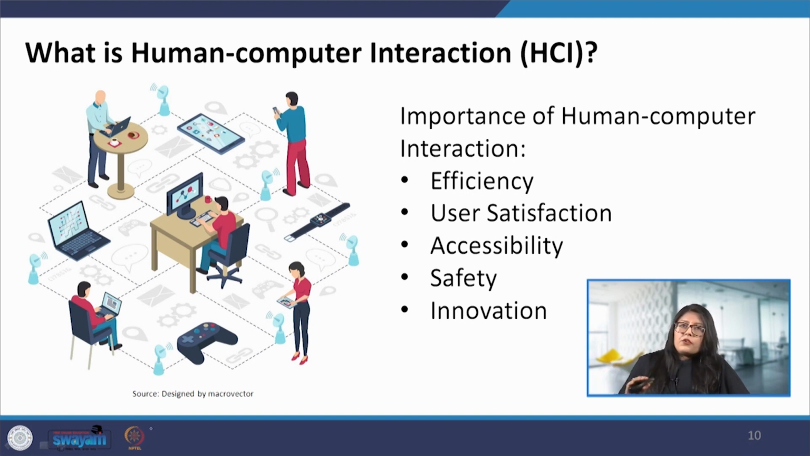And there are several ways in which HCI can improve the interactions that humans will have with the product. So, HCI can increase efficiency by enabling very intuitive and simple ways of communication between the computer and the human. This will also save time, resulting in a very efficient and productive output. HCI also enhances user satisfaction.